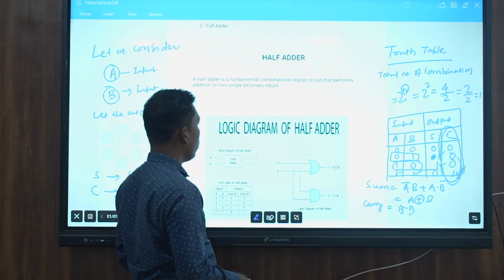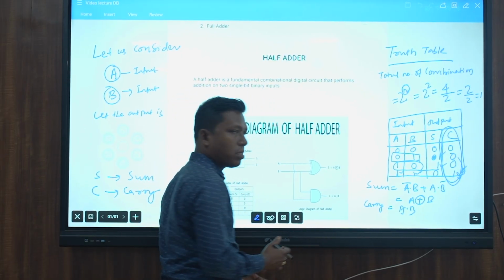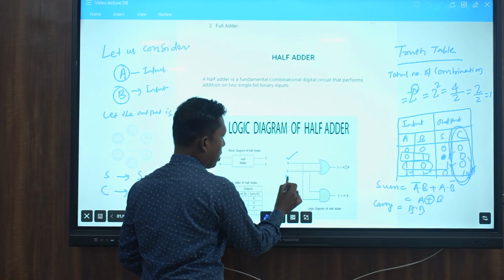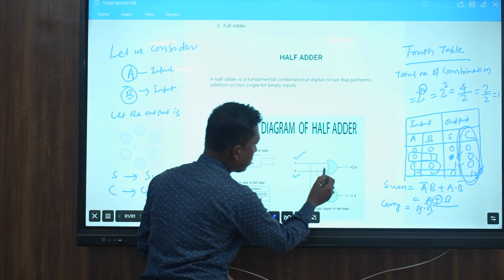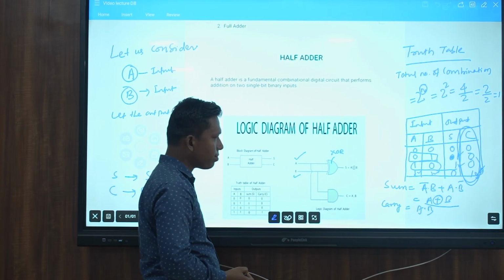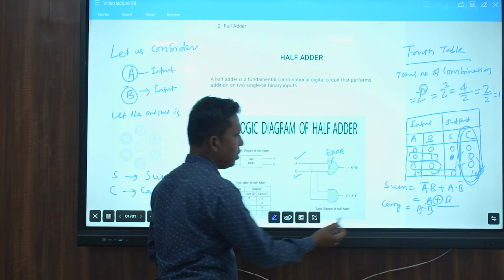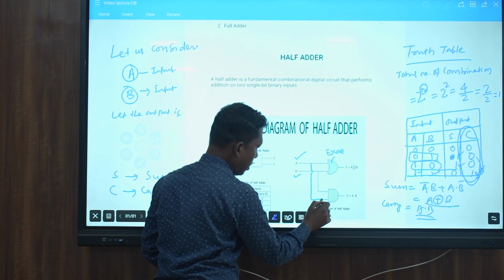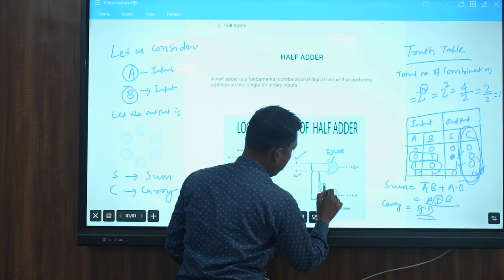Whenever we sketch the logic diagram, that means by using logic gates, we have two inputs, one is A and another one is B. The expression for sum is A XOR B, so this is nothing but an XOR gate, that is A XOR B. Another one is carry, which is A into B. So this is your A line, that means A input is flowing. Another, this is your B line, so B input is flowing.